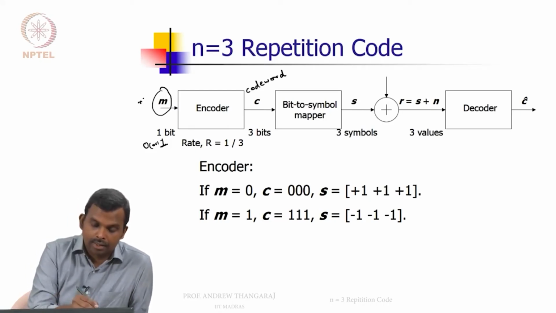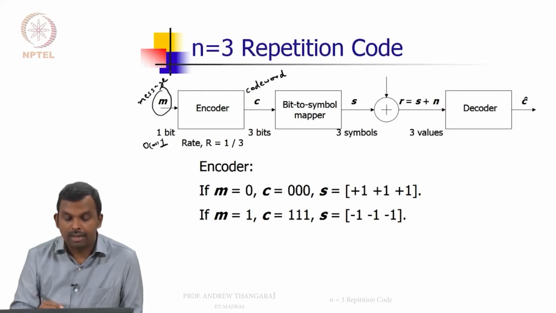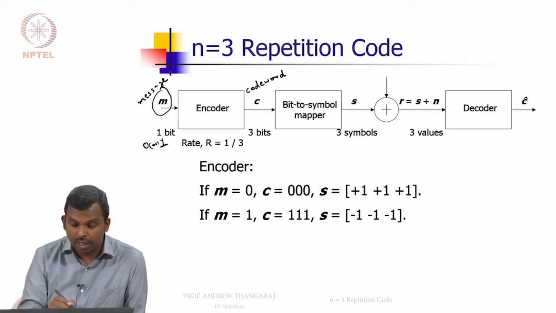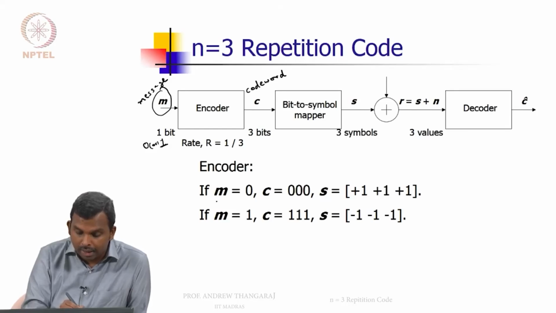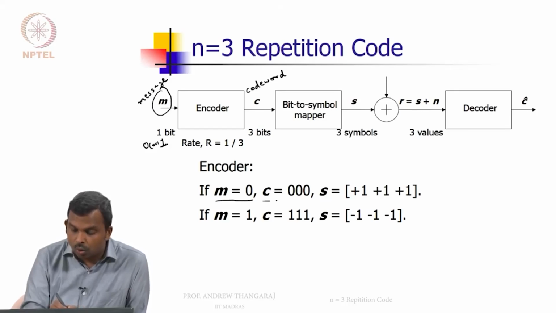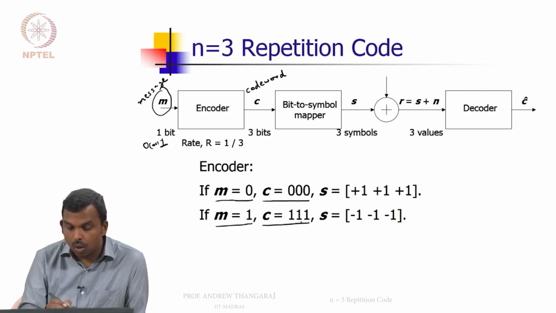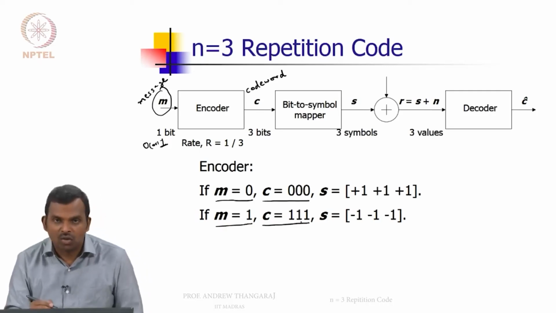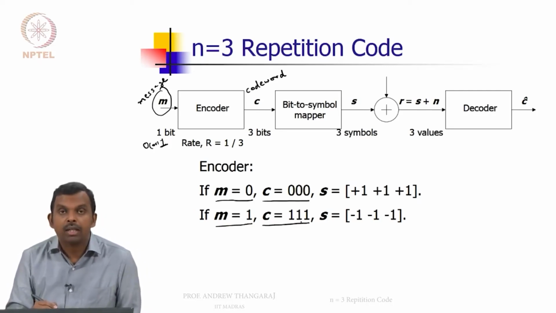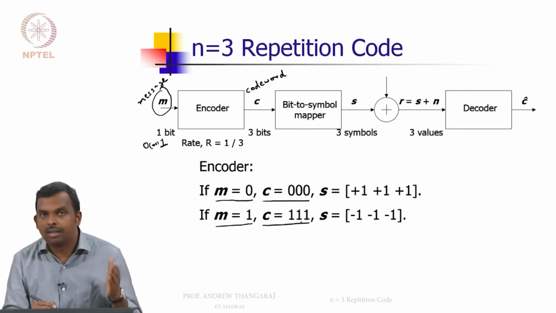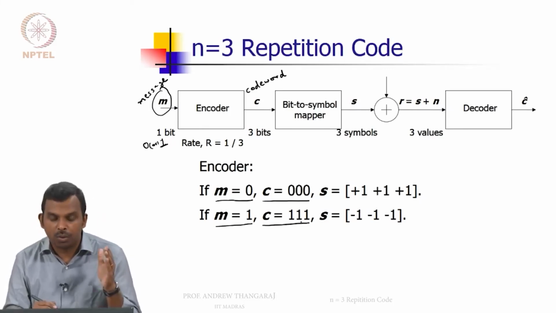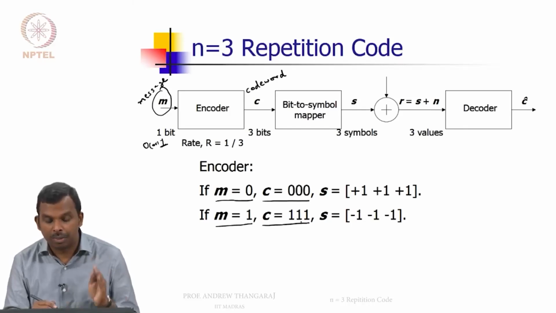This, like I said, is the message, and the code word is 3 bits long. So, how am I going to do the encoding? This is how the encoder works. If the message is 0, the code word is 000. If the message is 1, the code word is 111. So, you can see why it's called the n equals 3 repetition code. Every bit that comes in is repeated 3 times. If it is 0, you repeat 000. If it's 1, you repeat 111.